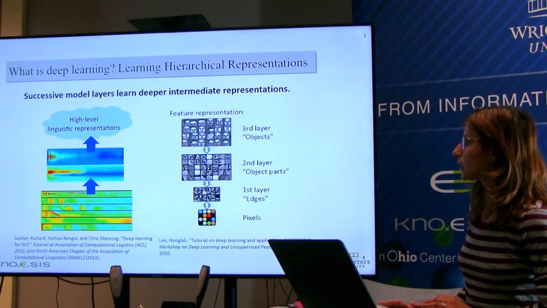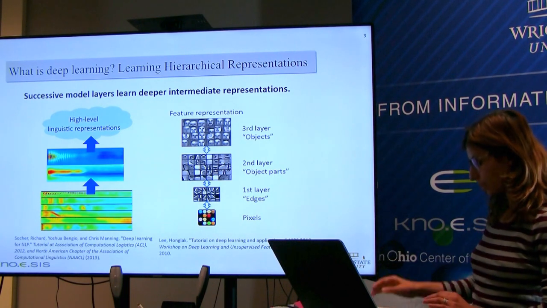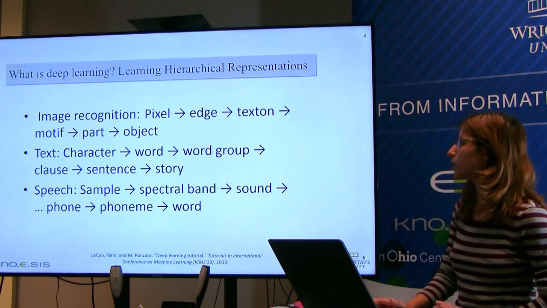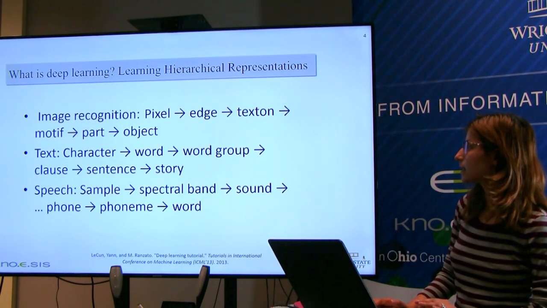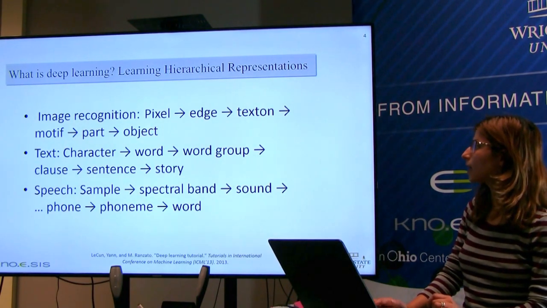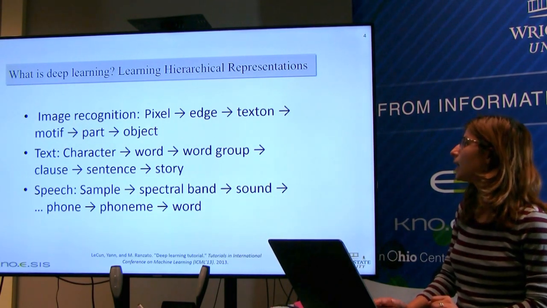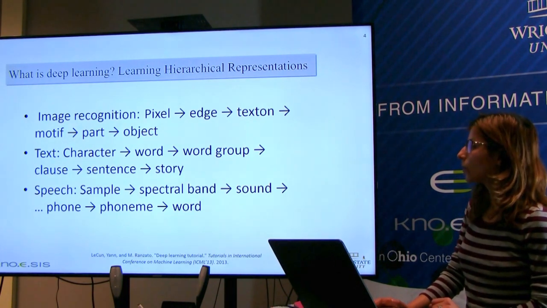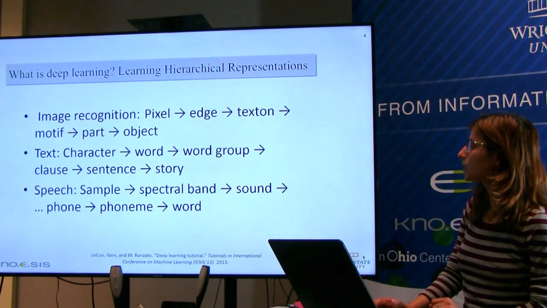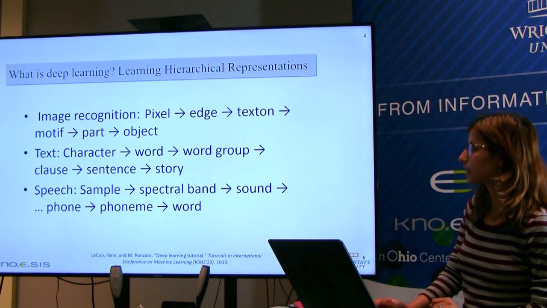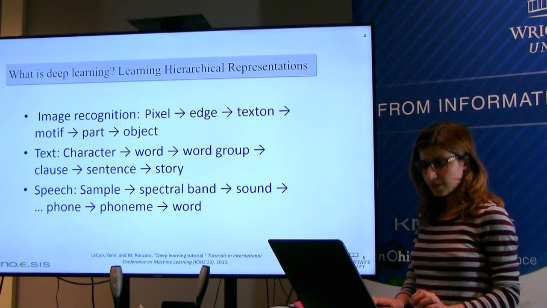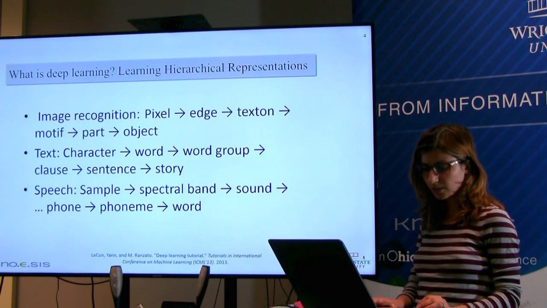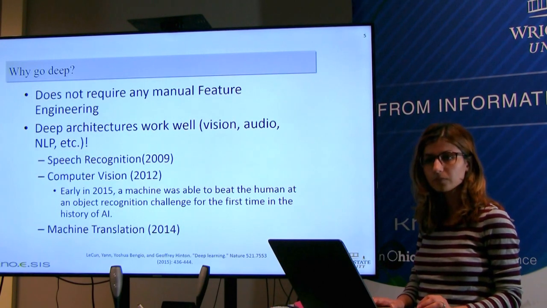Or for NLP purposes, we will have different kinds of hierarchies. For example, for image recognition, roughly speaking, in the input we have pixels. After that, we will detect the edges. After that, texton, motif, part, and object. Or for text: character, word, word group, clause, sentence, and a story. Similarly, for speech recognition, we have a hierarchical representation.